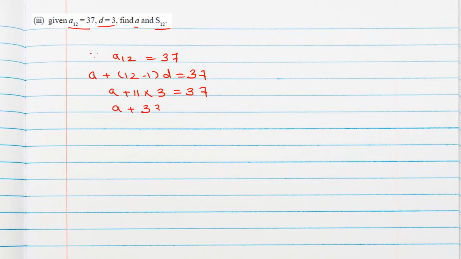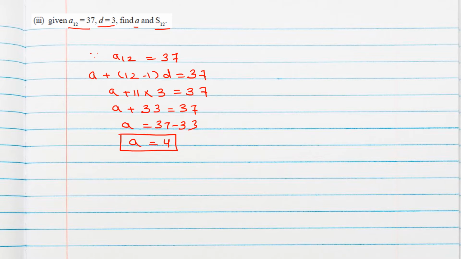Question number 3. a12 is given as 37 and d is 3. We should find a and S12. So we'll start from a12. Since a12 is 37. But a12 is what? a plus (12 minus 1)d, that is a plus 11 times d, and d is also given as 3. So a plus 33 equal to 37. a will be 37 minus 33, which gives 4.